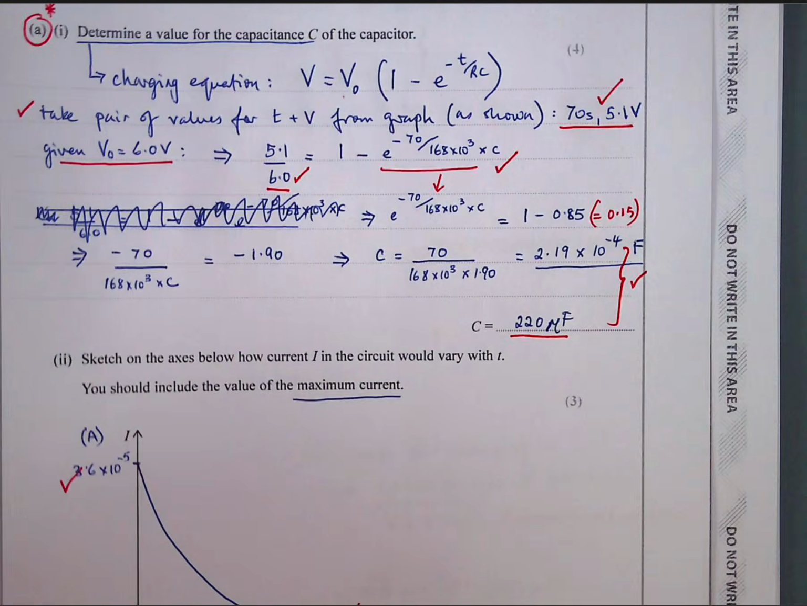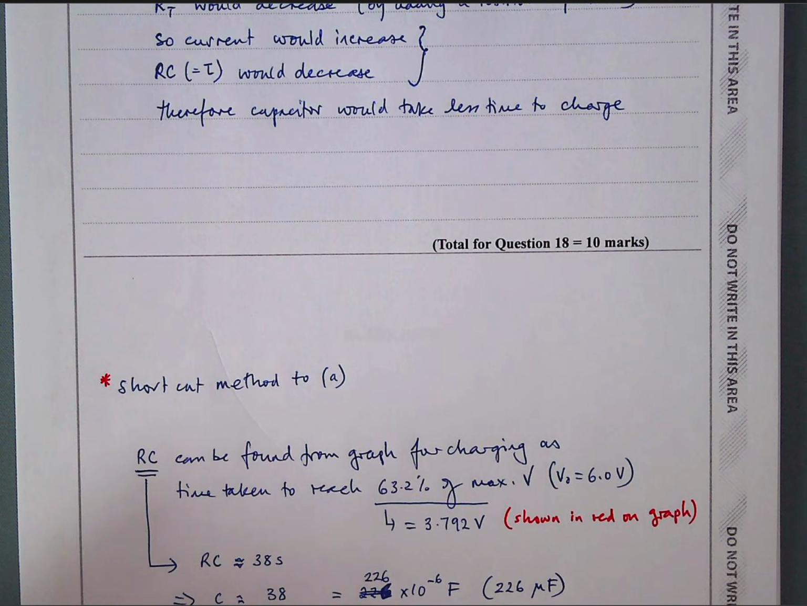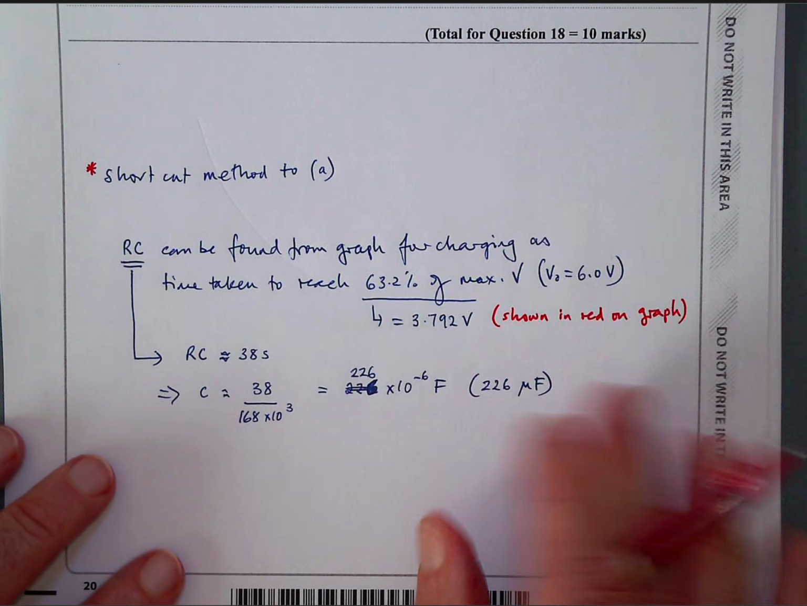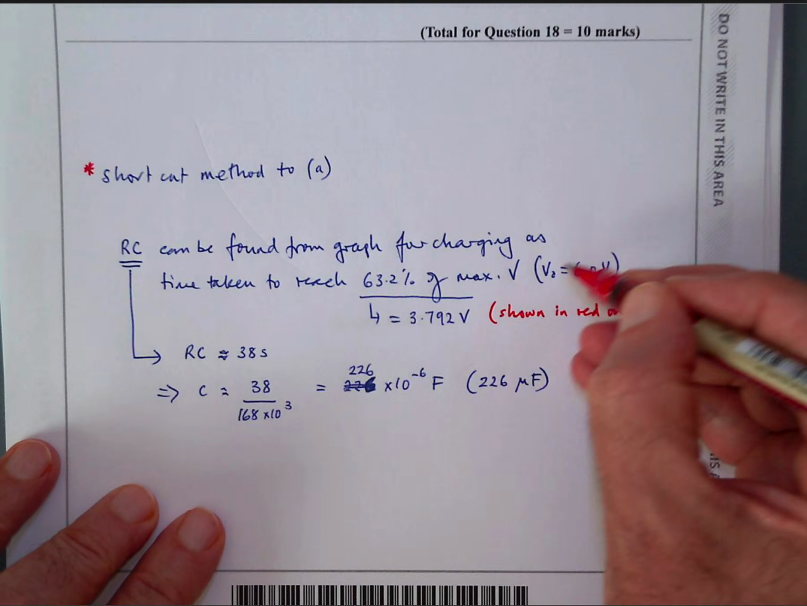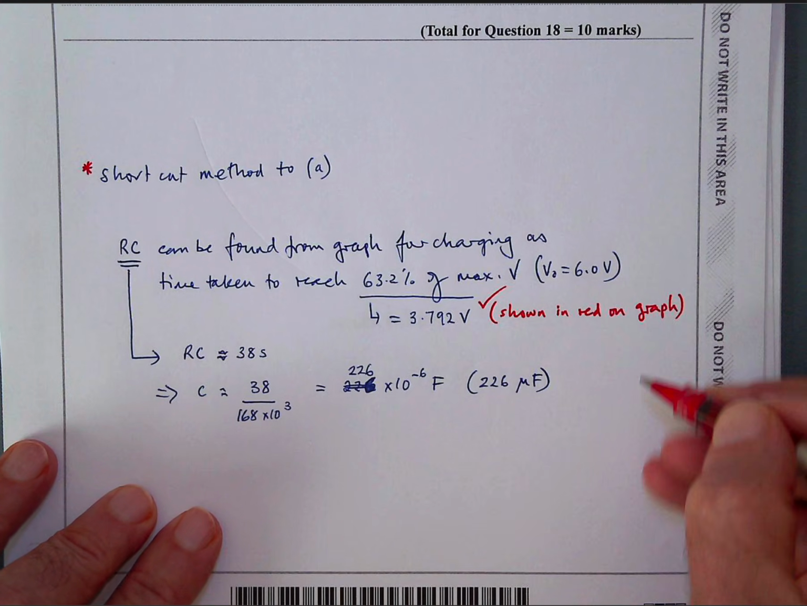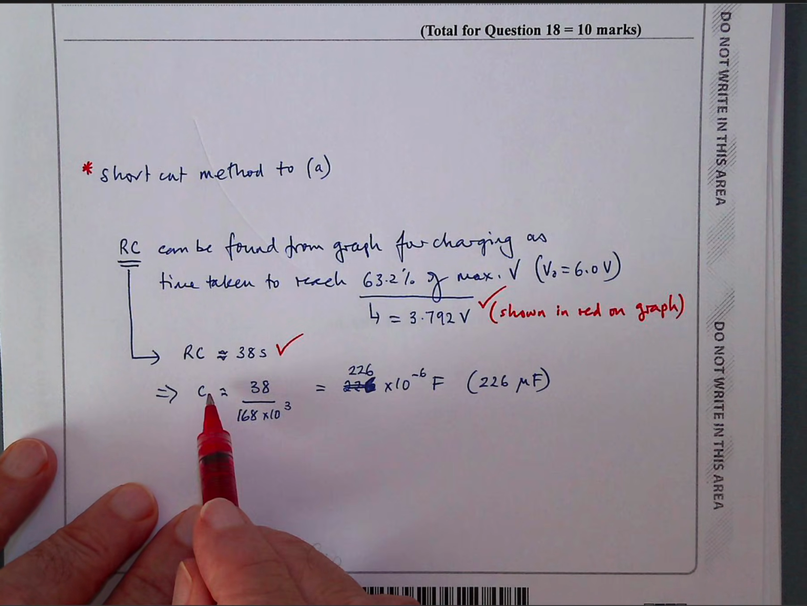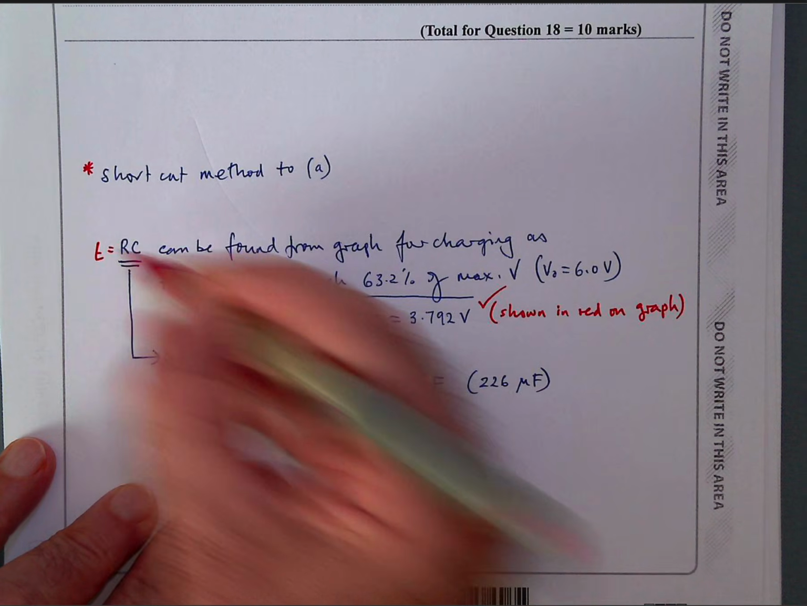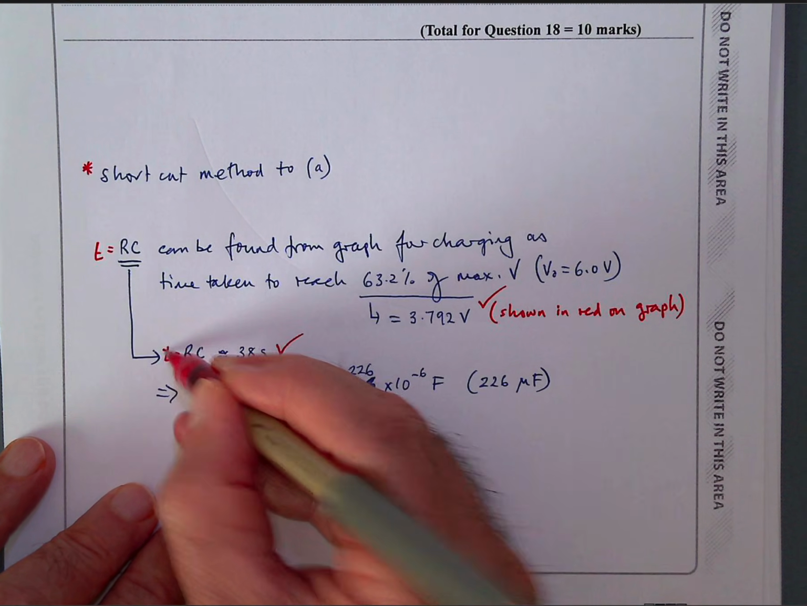Now, this is not as accurate as using method 1, but it is a quicker one. And if you don't remember the equation, then this is the way to solve the problem. So if you're doing that question, I have done it at the bottom of the sheet here. So shortcut to method A: RC can be found on the graph. For charging, time taken to reach 63.2%, which is 3.792 volts. You get that, RC is that, then you know R, you know T, so you just put it in. So this is tau equals RC.